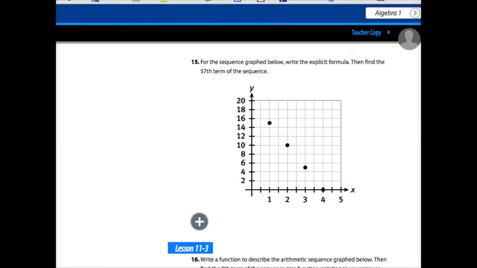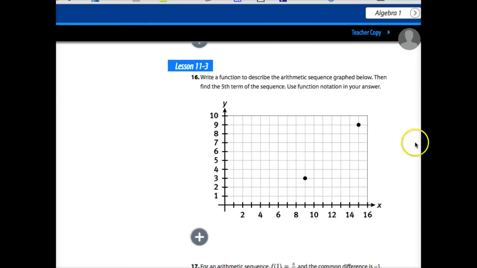All right, next one is number 16. If you look, that one had a graph. So if you missed it, look back at the book. It's got a graph there. It says write a function to describe the arithmetic sequence graphed below. Then find the 5th term of the sequence. Use function notation in your answer.